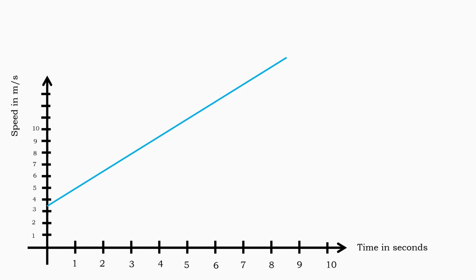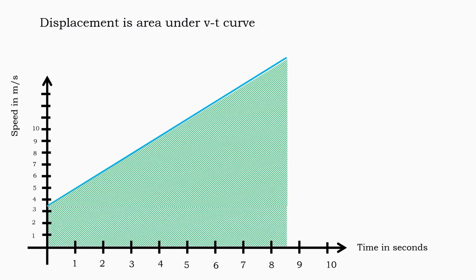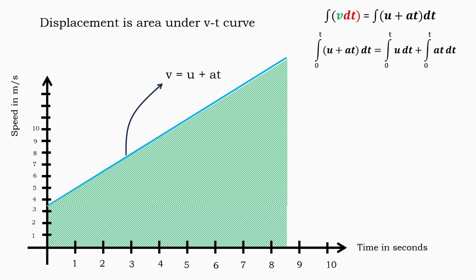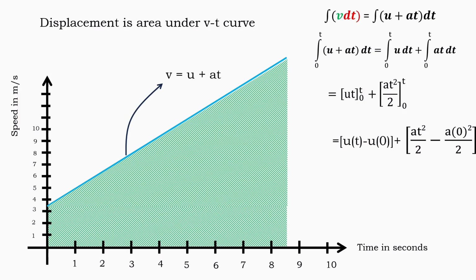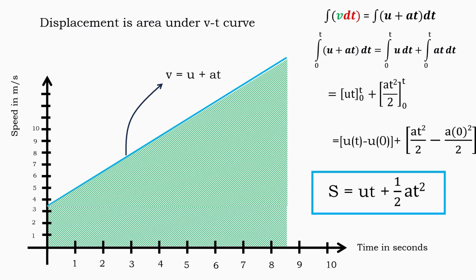Now, let us go back to deriving displacement from the area under the velocity-time graph. We already know that the area under the velocity-time curve represents displacement. And from the graph, we also know the equation of the line. v equals u plus at. To find displacement, we simply integrate velocity with respect to time. So displacement is obtained by integrating this expression with dt. The solution is shown on the screen. For the limits from time 0 to time t, the result becomes ut plus half at squared. And this gives the displacement of the body. This is the second equation of motion.